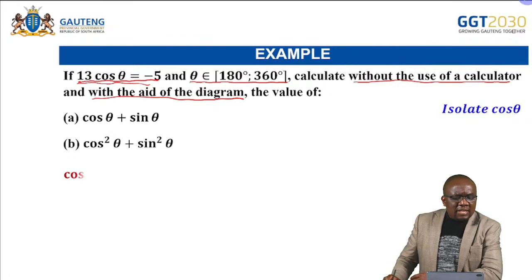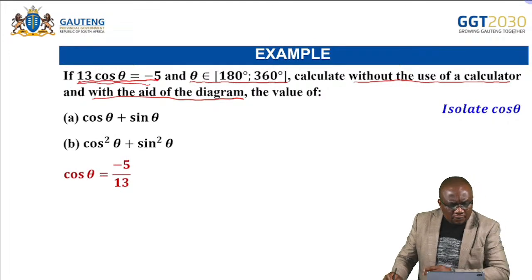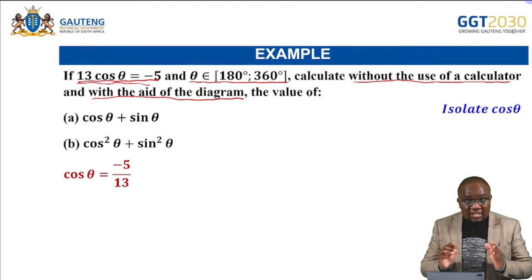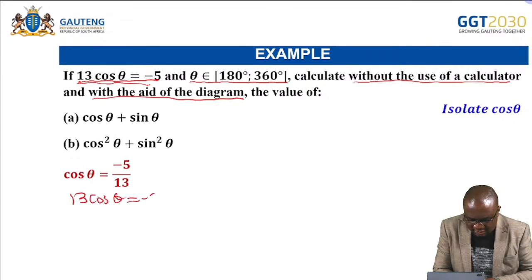So how do we do that? It must look like this. What did we do there? Okay, you are listening to me now. Don't write anything. Right? So it's 13 cos theta is equal to negative 5.